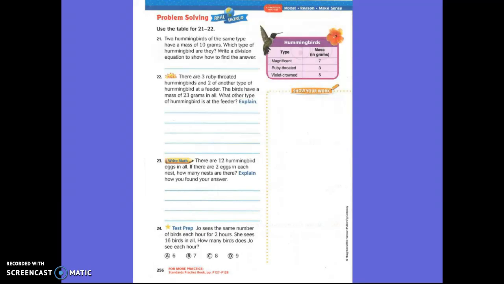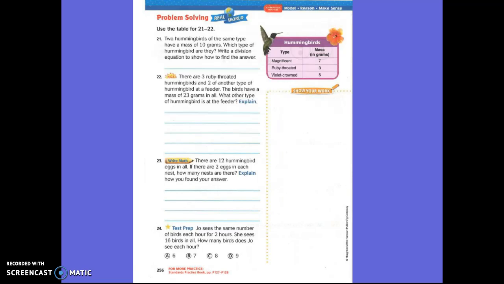Okay, one of these hummingbird types, all these are types. They have magnificent hummingbird, ruby-throated hummingbird, and the violet-crowned hummingbird. Which one of those hummingbirds, if you had 2 of them together, would equal 10? Everyone? Violet crown.